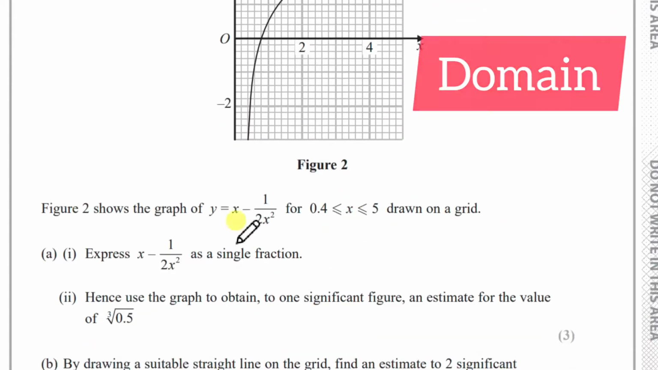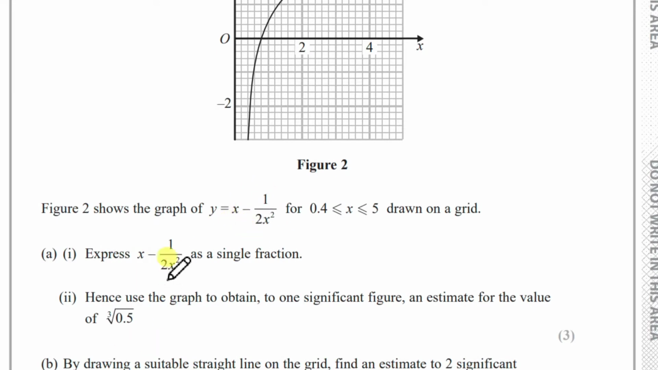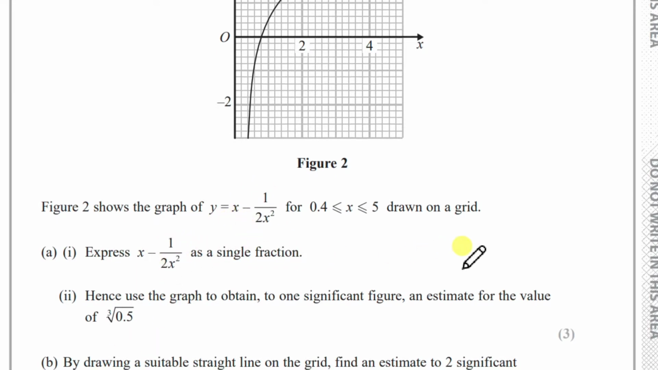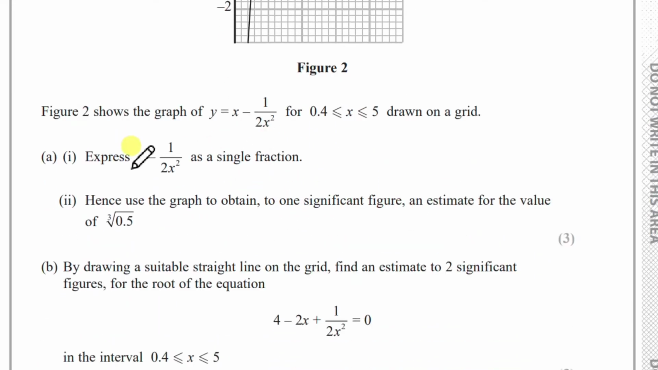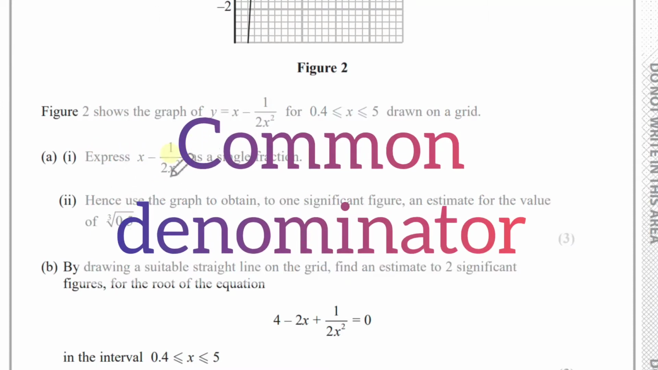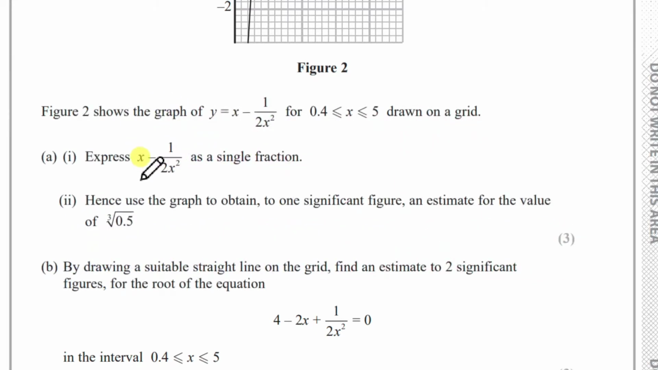Now the question wants us to express this part of the equation as a single fraction. So let's go ahead and do that. When you want to make anything as a single fraction, you must always have a common denominator. So in this case, we got 2x squared. So the first one should be over 2x squared. And to do that, you just multiply up and down by 2x squared. So it'll look like this.